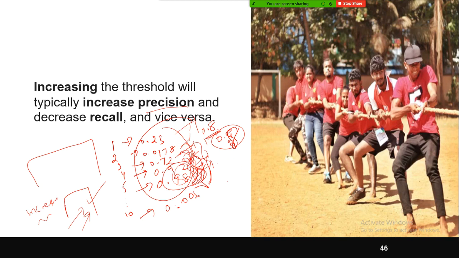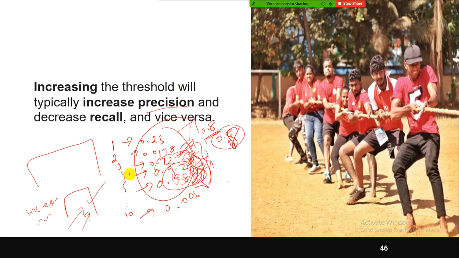Okay, so hope you understood. When you increase the threshold value, the number of values is less, hence the precision will be good, because the higher the probability, the chances are very high that these are closer to 1. Hence the precision, the accuracy, is good, whereas the actual positive values are getting reduced. See here, in 0.72, we lost it. My model did not capture it.